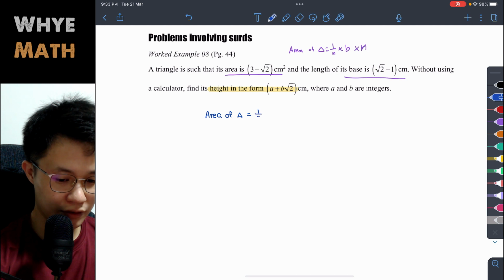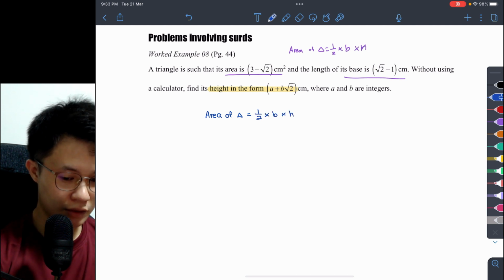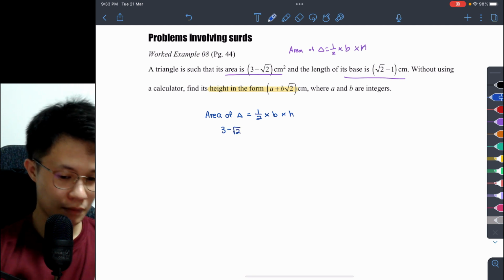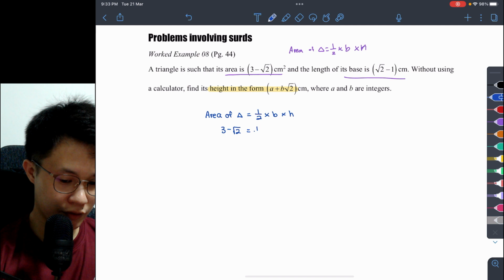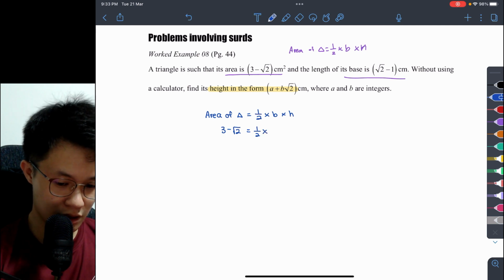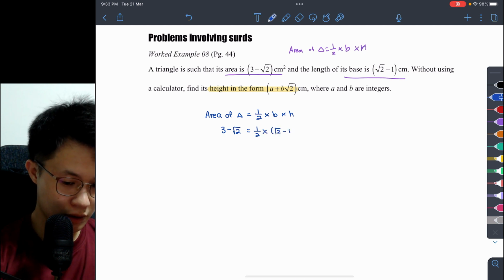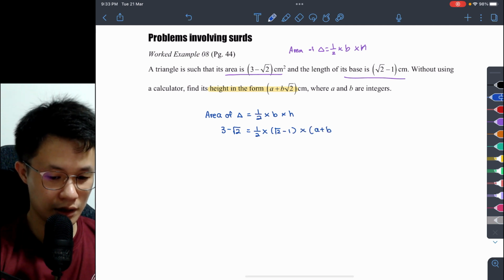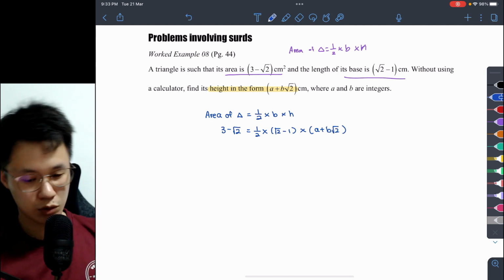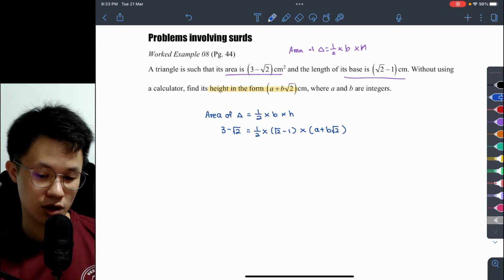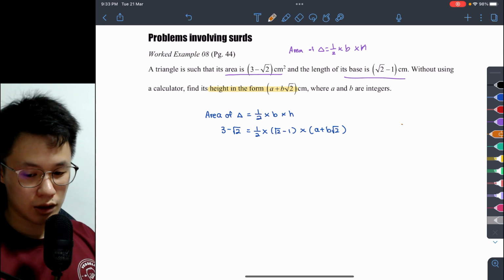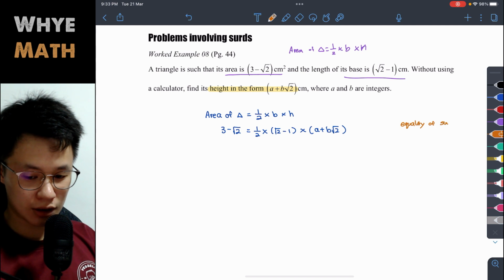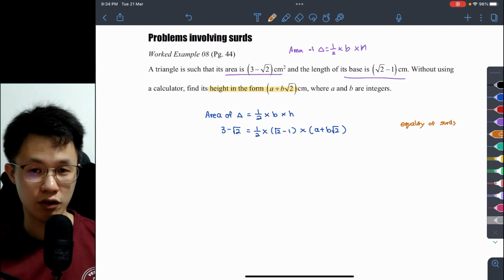So the area of the triangle is equal to half times base times height. We're going to replace the area of the triangle with what the question gave us, which is 3 minus square root 2, and the half times the base is square root 2 minus 1 times the height, but the height is in terms of a plus b square root 2. Now looking at this equation, one thing should come to mind: equality of surds.